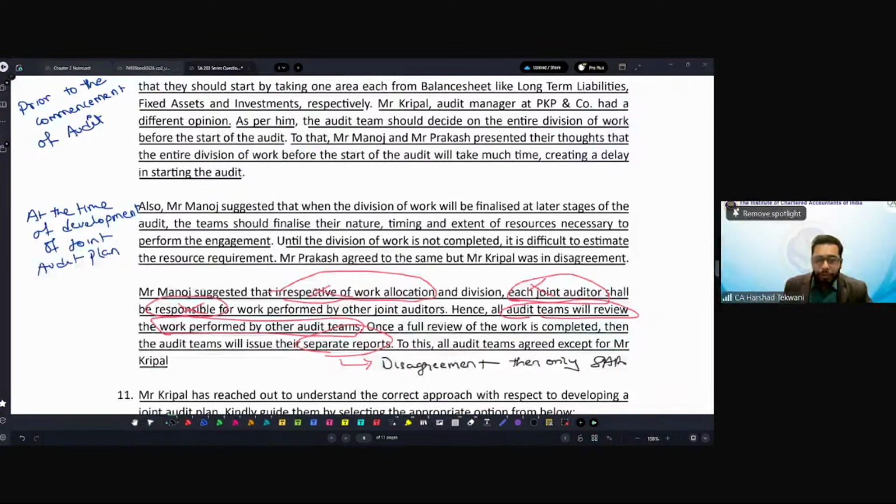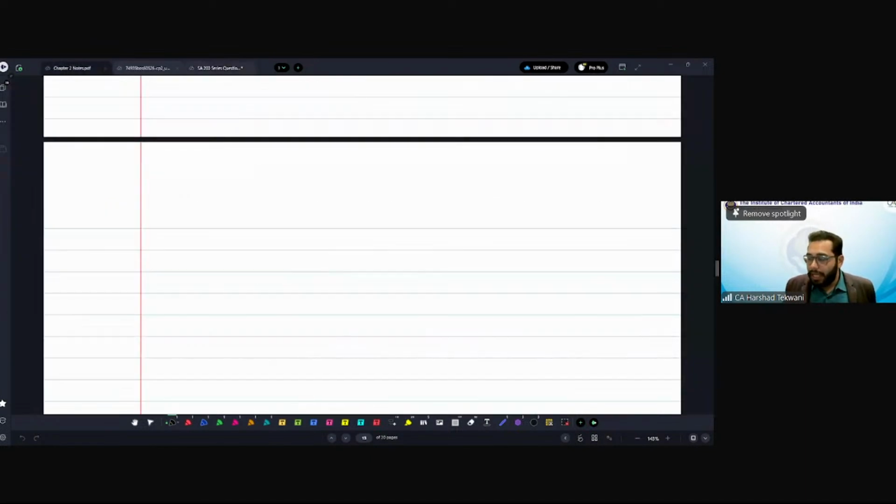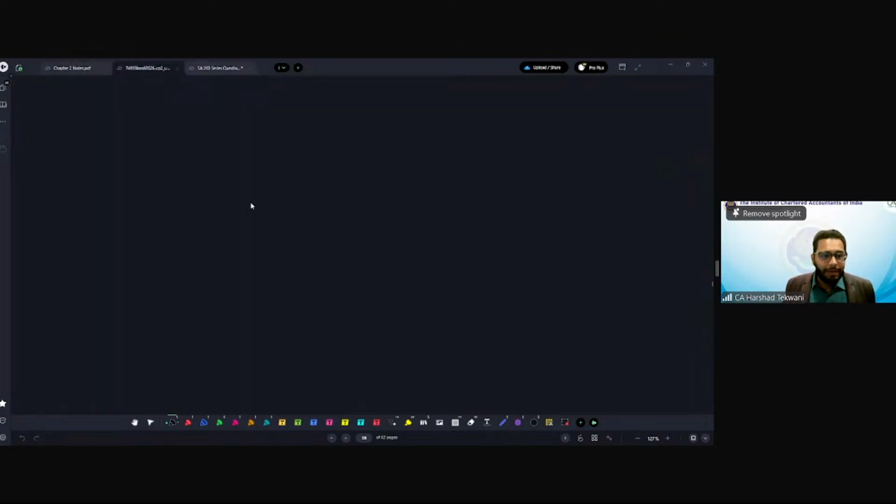Clear? Any doubt? Okay, if no further doubts, I think we now have good clarity on the topic of SA 299, that's a joint audit. Now let us proceed to the next topic for today that I want to take up, which is SA 402.